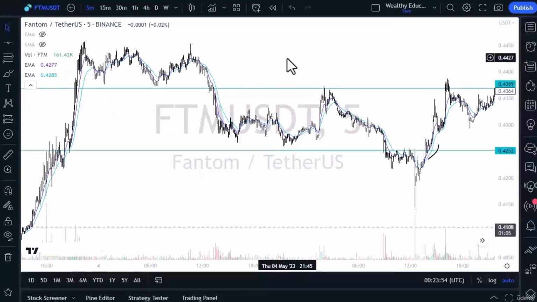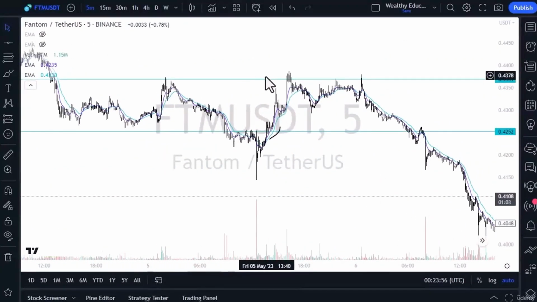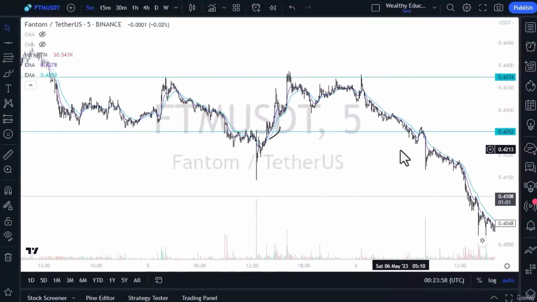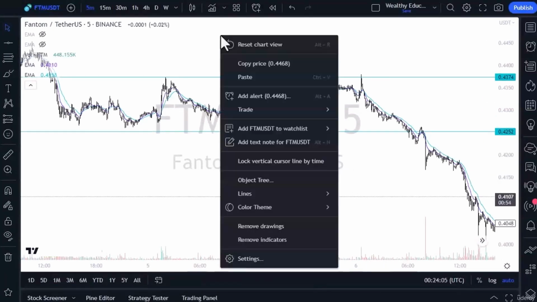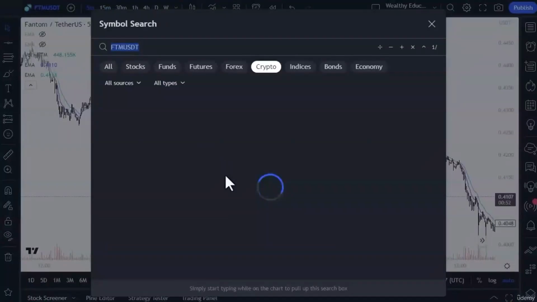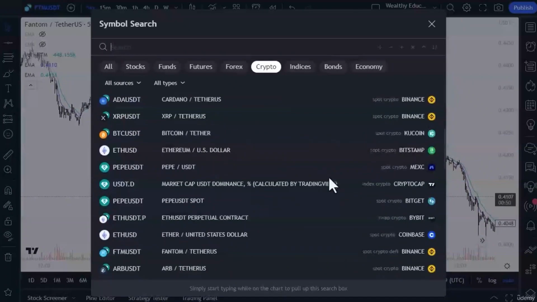You can see it was important support there, and now it's resistance. It has since rolled over. And in fact, you can see that it's absolutely fallen apart. Let's try something else here.